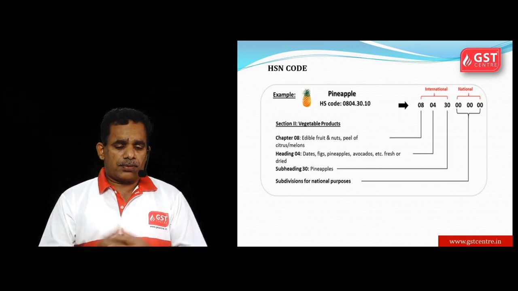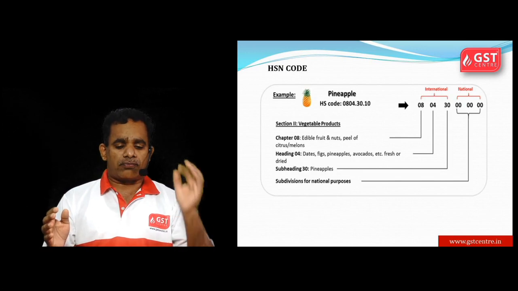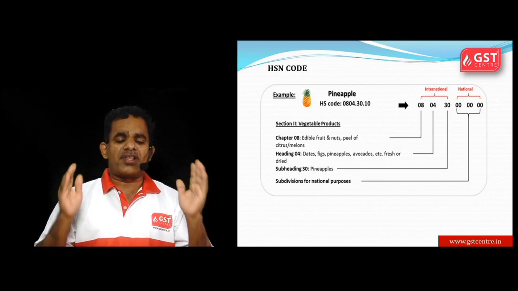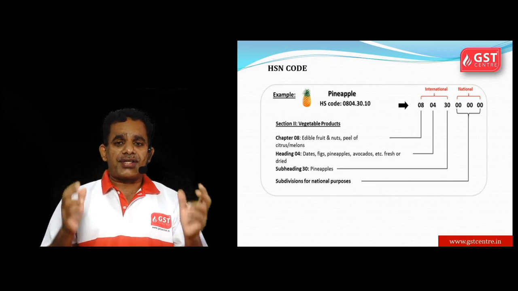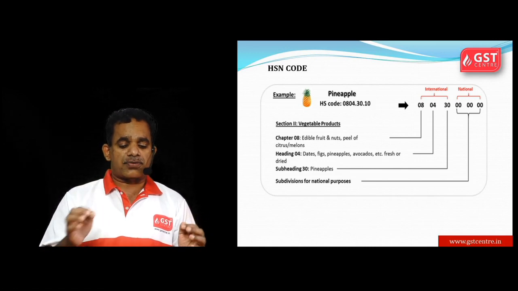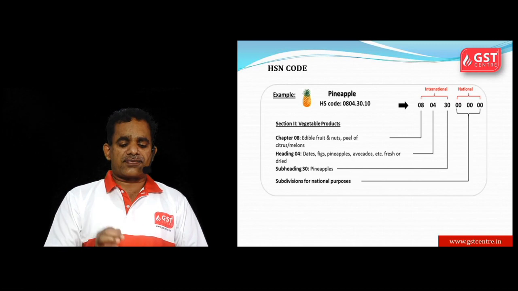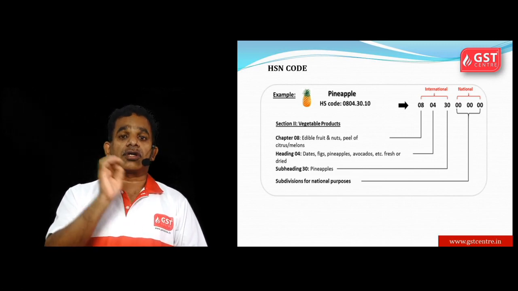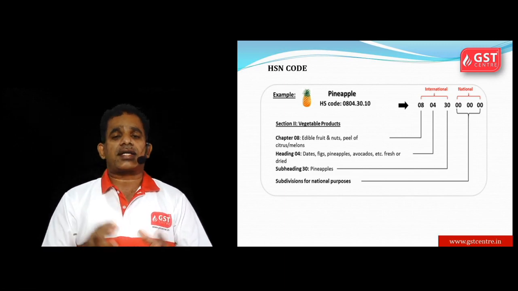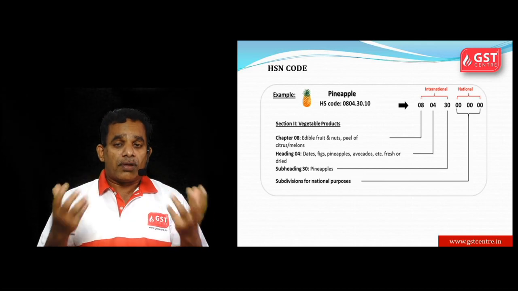Let us take a simple example. Pineapple. The HSN code is 0804.30.10. It is under section 2, vegetable products. Chapter 8 is edible fruit and nuts, peel of citrus fruit or melons. Under that, heading 04 is dates, figs, pineapples, avocados, fresh or dried. Then under that, subheading 30 is pineapples, and under that any national or state level classifications will also be available.